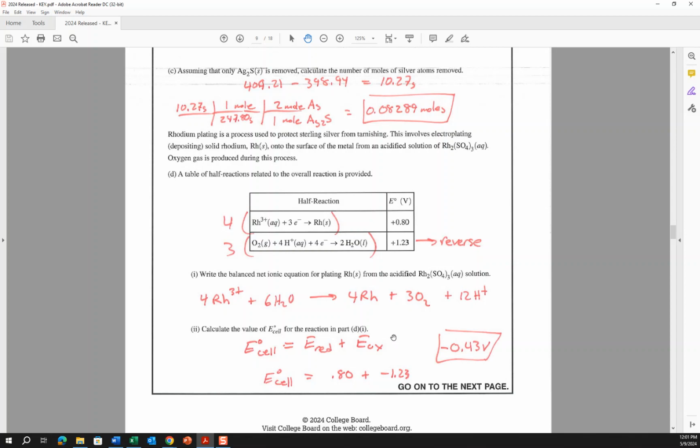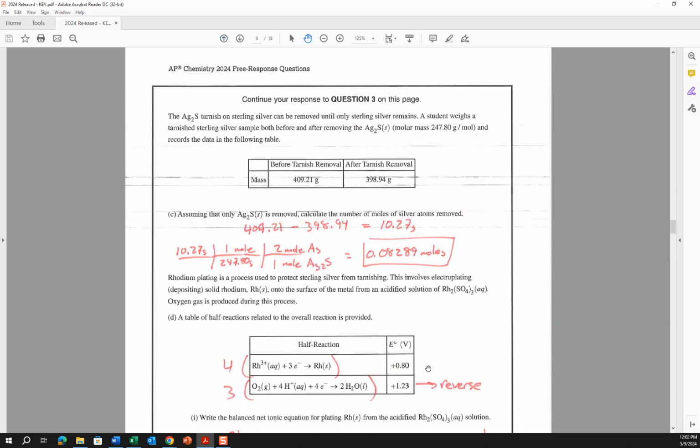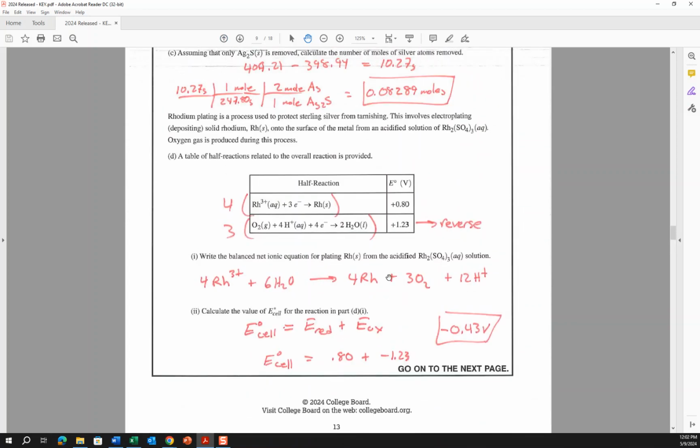But understand, I made the mistake. I had this reverse reaction here, and I had it correctly balanced, but I had the reverse reaction, and I had positive 0.43 volts here. But then when I got to this part of the question, it said, based on your answer in part D2, explain why the process requires an external power source. I was like, it requires an external power source, meaning it's not thermodynamically favored, meaning it has a negative potential. Then I went back and I read the question more carefully, and I was like, oh, you idiot. You just wasted so much time.